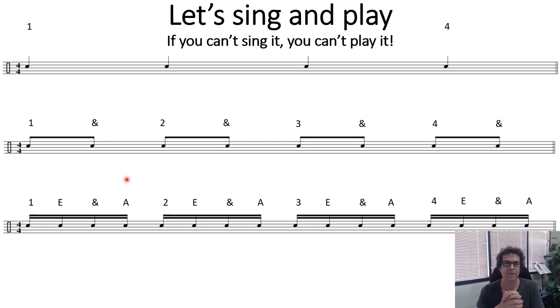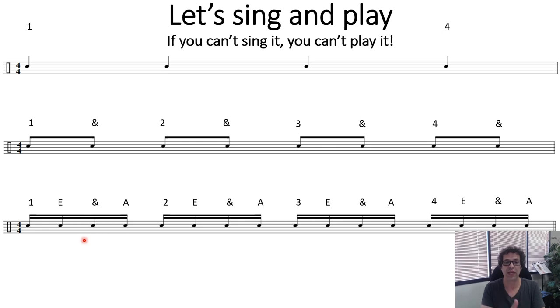And then the last one is 1 e and a, 2 e and a, 3 e and a, 4 e and a. So here's our tempo. 2, 3, here we go. 1 e and a 2 e and a 3 e and a 4 e and a. If I was to sing that, 2, 3, 4, da da da da da da da da da da da da. Boom. Right? You get the idea? If I was to sing the whole line just as the measure as I see it, it would be exactly this.